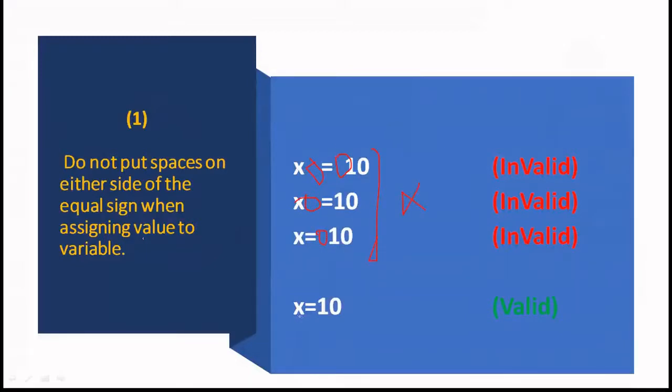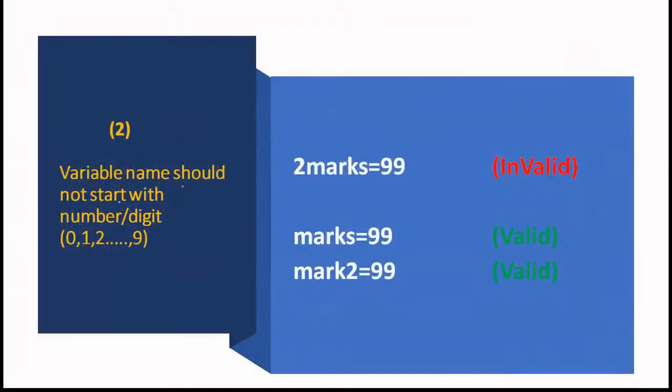But if you name the variable and just after the variable name you write the equal to symbol without spaces, and then the value, it is the correct form. Similarly, a variable name should not start with digits. Here the variable name starts with a digit, so it is invalid. And here it starts with an alphabet, so it is correct. The digit can come at the end, but it should not come at the start.